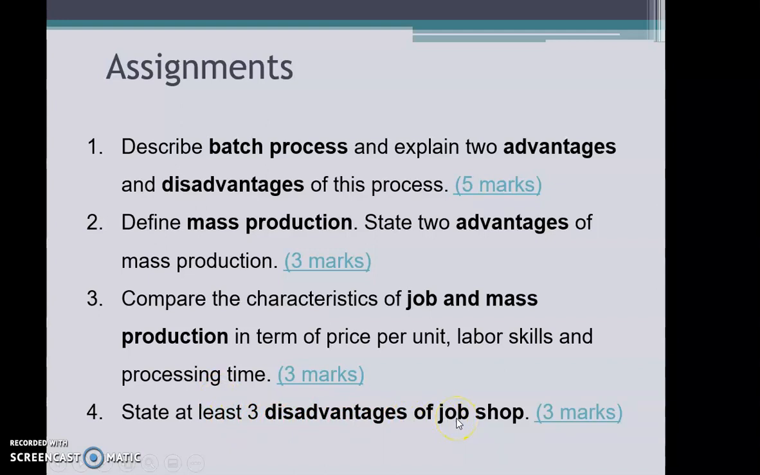And then the fourth one is the three disadvantages of job shop. The first one is about the unit cost. The unit cost for the job shop is too high. And then labor: we need to find labor with a very high skill. And then the third one is the processing time. Processing time for the job shop is very slow. These are the three disadvantages of job shop.